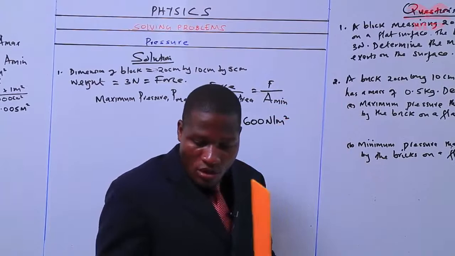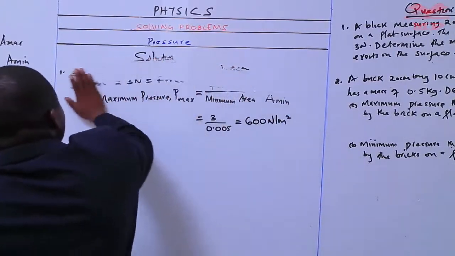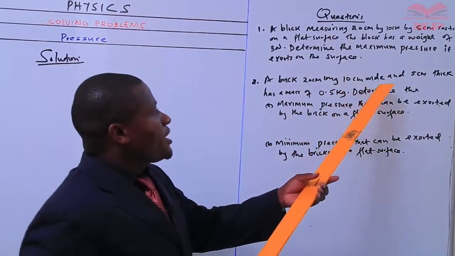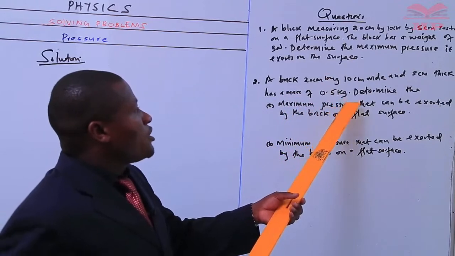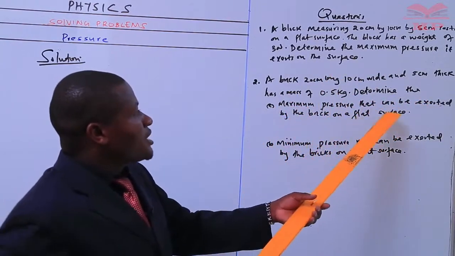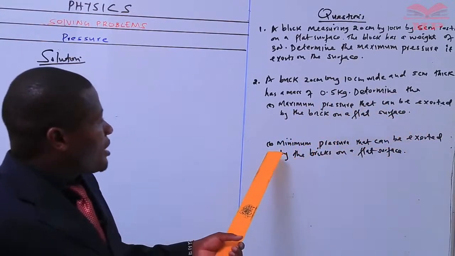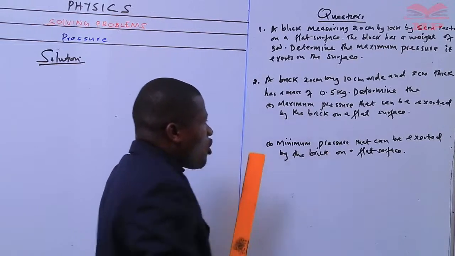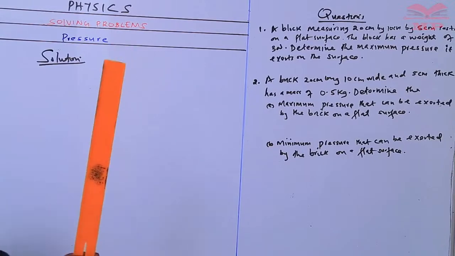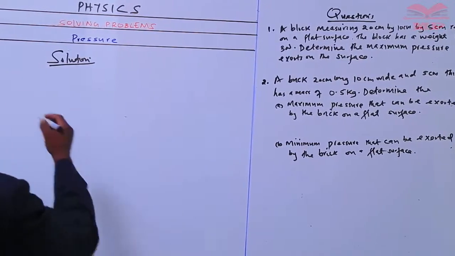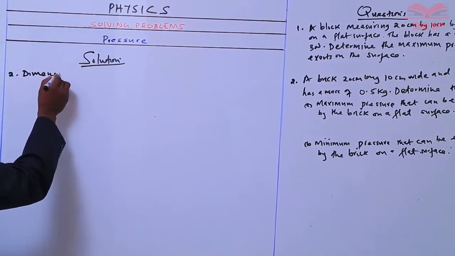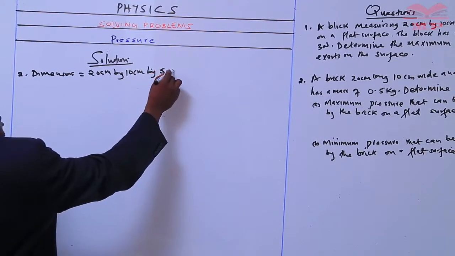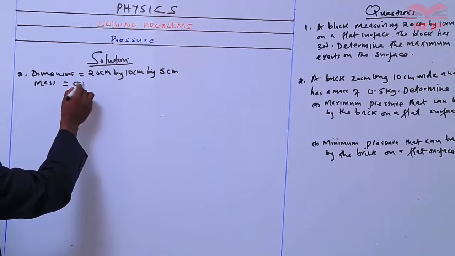Now, for the second question, we can work out the second question. A brick 20 centimeters long, 10 centimeters wide, and 5 centimeters thick has a mass of 0.5 kilogram. Determine part A, the maximum pressure that can be exerted by the brick on the flat surface. Part B, the minimum pressure that can be exerted by the brick on a flat surface. Now, first of all, we list what we have been given. We have been given the dimensions. It is question 2. Dimensions: 20 centimeters by 10 centimeters by 5 centimeters. Then we have mass, 0.5 kilograms.